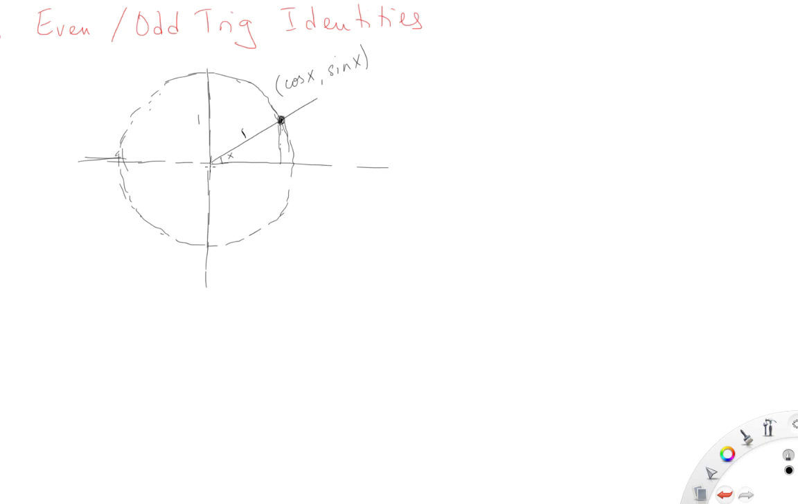Now let's do the same thing. I'm going to take the same angle, however I'm going to go in the negative direction, okay? I'm going to go down in the negative direction, okay?